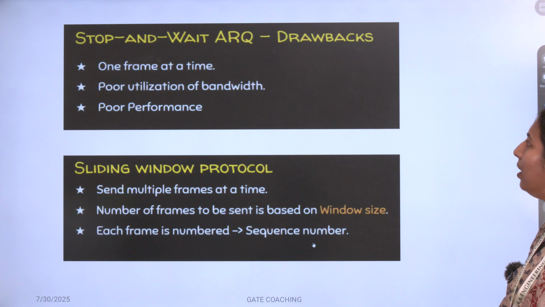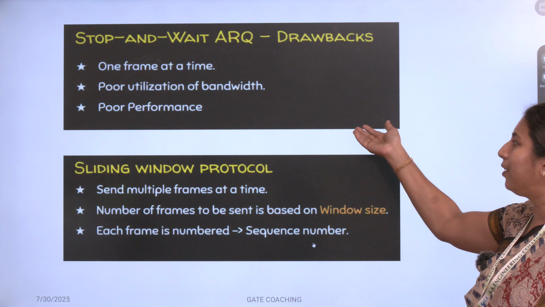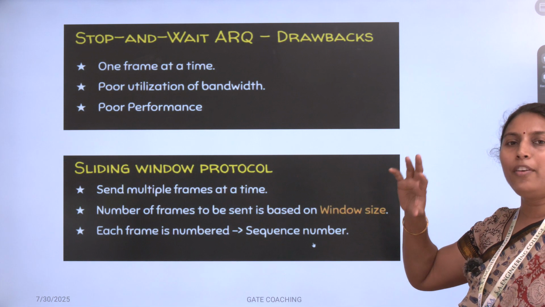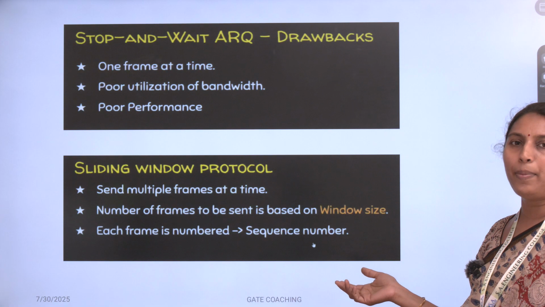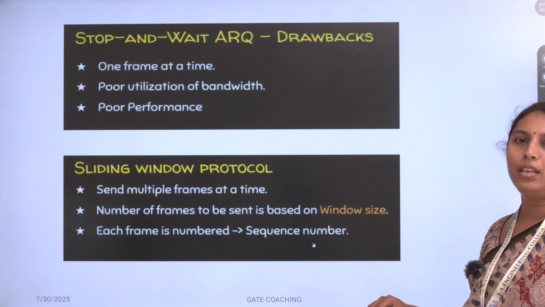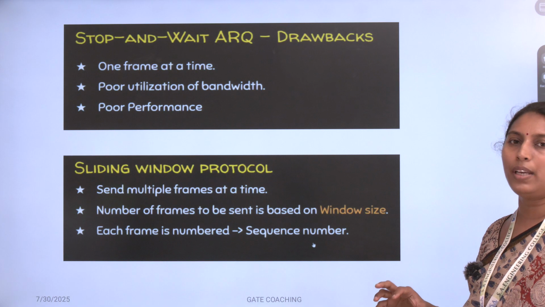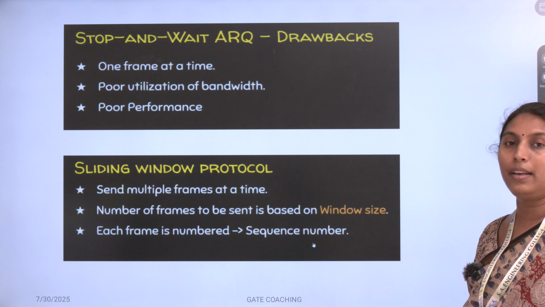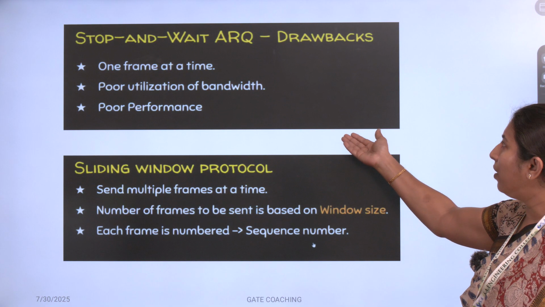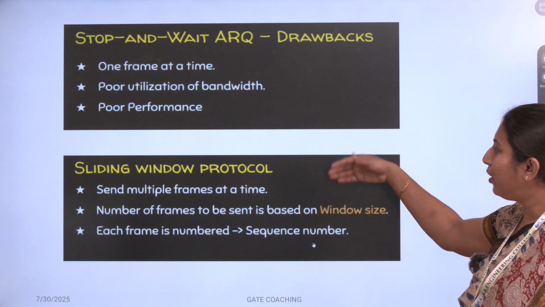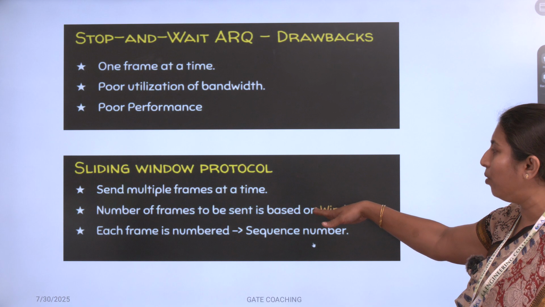The drawback we had in stop and wait ARQ is that only one frame is given to the receiver at a time. So the bandwidth is used very little, which can lead to poor performance. To overcome that, we go to the sliding window protocol.